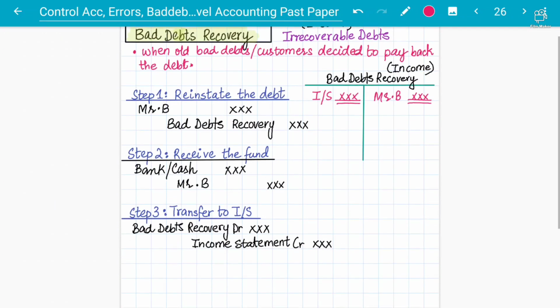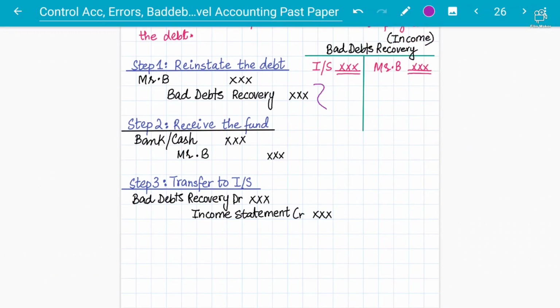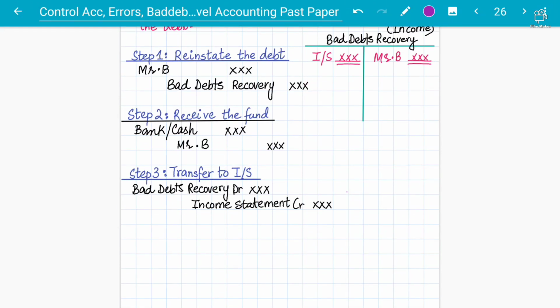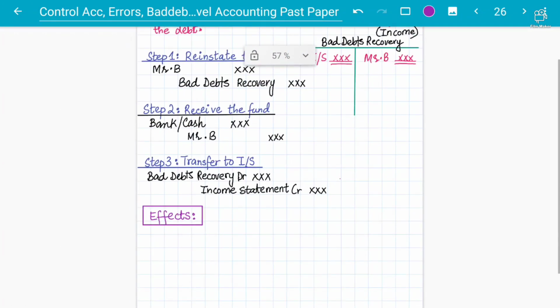Okay, so if I say what are the main two effects, they will most probably not ask you in the exams to make the adjustments or journal entries or T accounts, but they can ask you in an adjustment. They can ask you what are the effects. So the final effects will be that, sir, there are two effects that everyone needs to do if you have a bad debt recovery. Just remember these two effects and that will be okay.